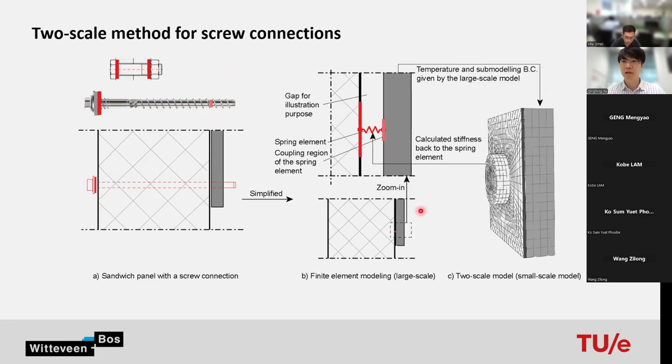But the idea is more or less the same as for the bolted connection. We still have the spring element as a representative for the screw connections, and we can obtain the temperature and the displacement conditions for the small scale model. And then we can calculate the response based on the structural analysis for such a small scale model, and we will update the stiffness of the spring element. So by using this loop, we can predict the failure of the screw connection by not modeling the detailed screw in this big system.